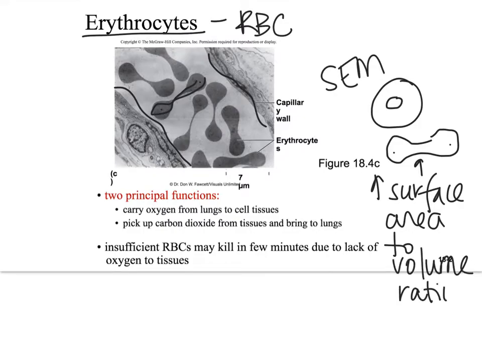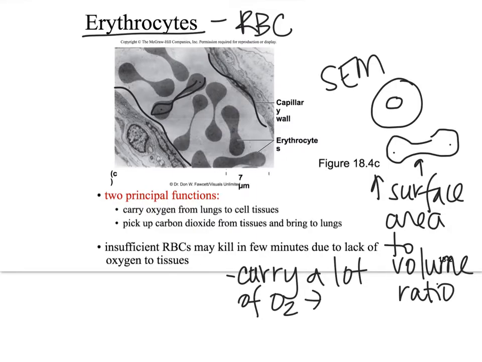That means they can carry a lot of oxygen, a lot of gas, and it's easy for diffusion to take place. So lots of surface area means you have lots of places where diffusion can occur.